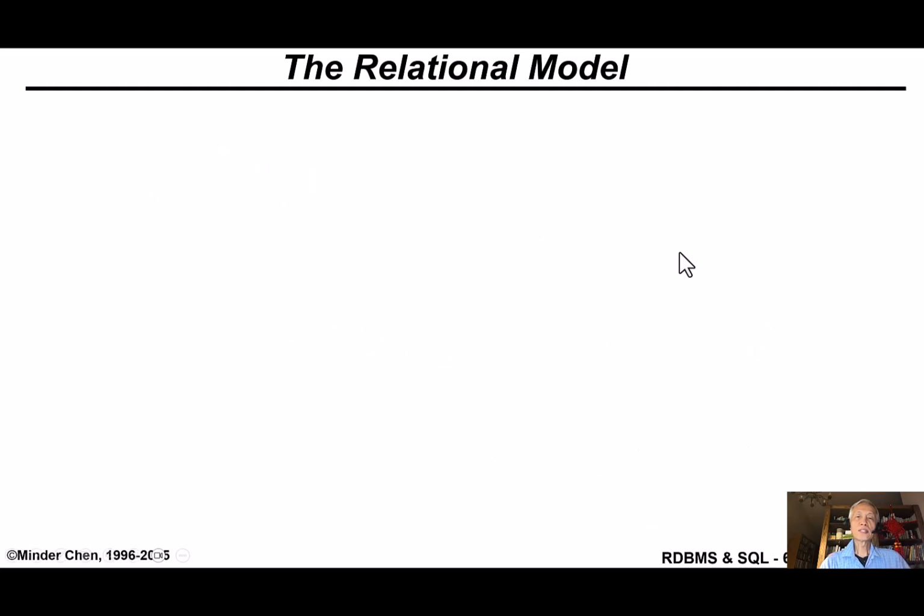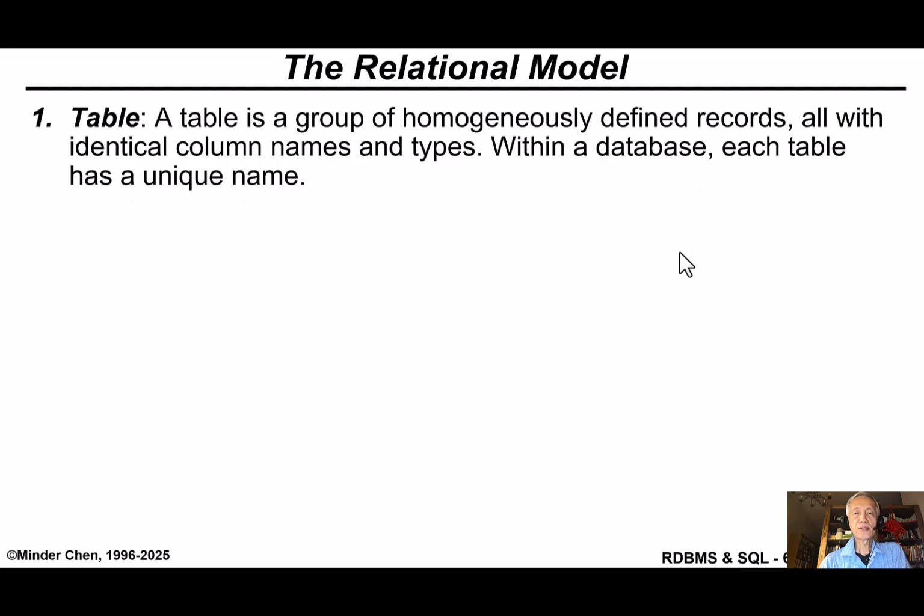So let's go over some of the key terms of a database. First of all, a database consists of tables. A table is a group of homogeneously defined records. We usually call them rows. When we say homogeneously defined records, it means, for instance, like a student table, we have student ID, student name, student address, etc. Okay, each record or row should have the same type of data in each of the columns, as we will explain later.